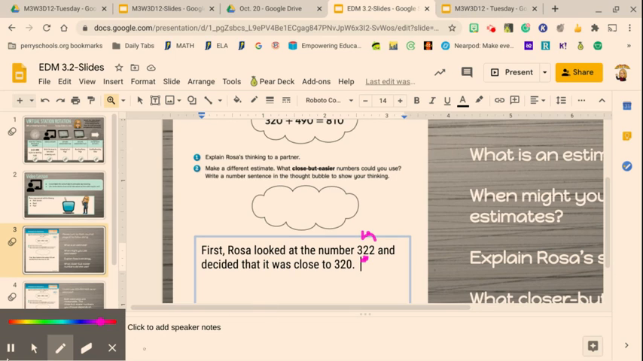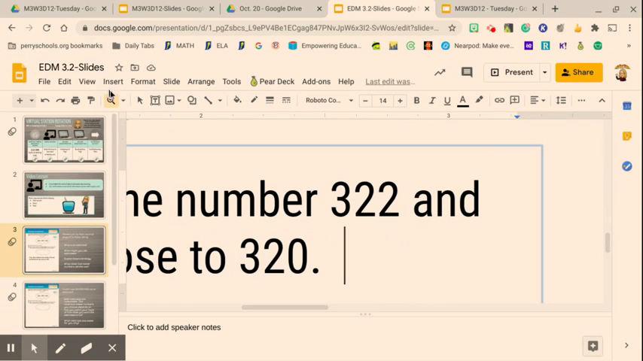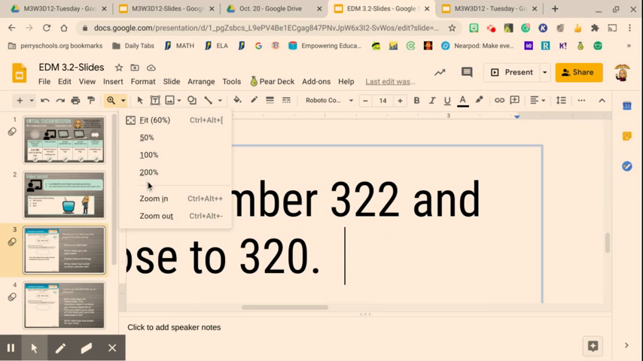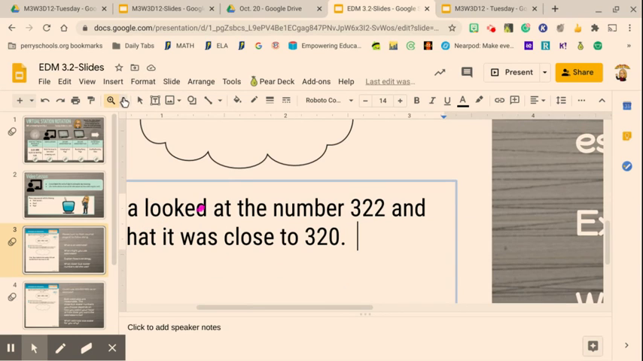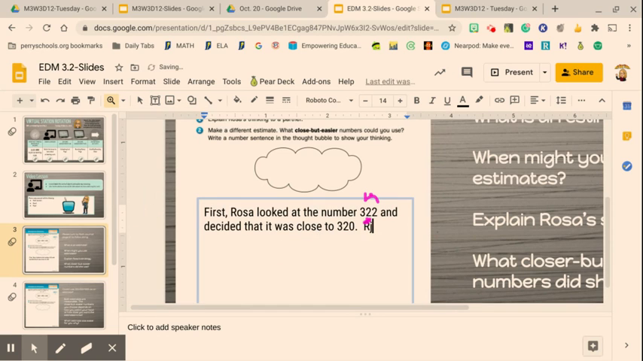So I'm going to explain that by saying Rosa... Oh, stop going in. Let's go out one more. Okay, so Rosa rounded to the nearest tens place.